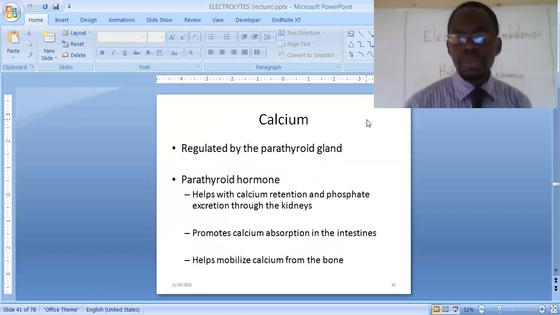Now, when we come back, for our next session, we shall talk about calcium and its imbalances, and then we shall proceed from there.